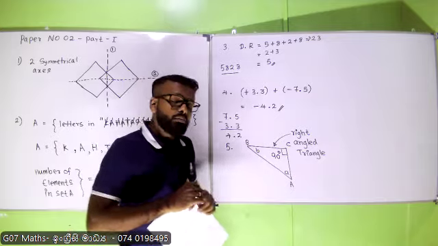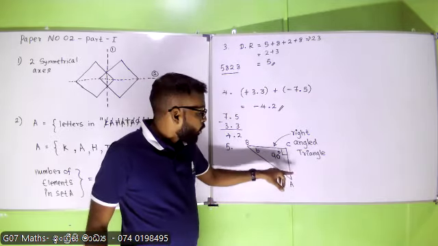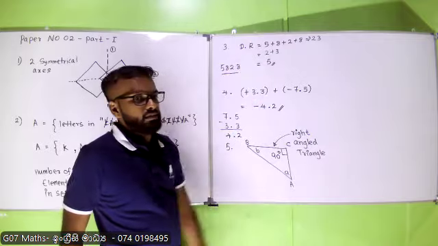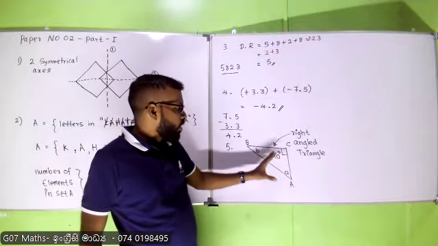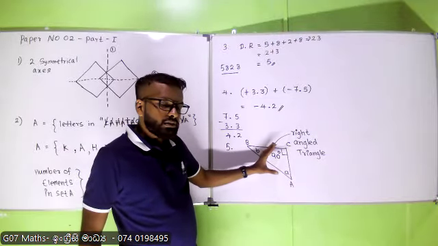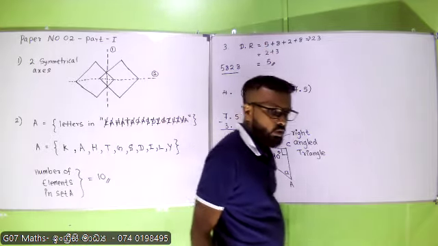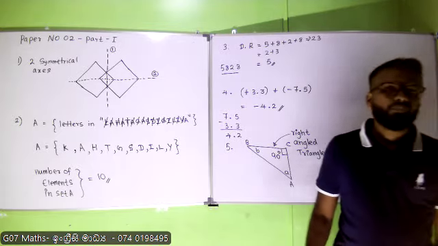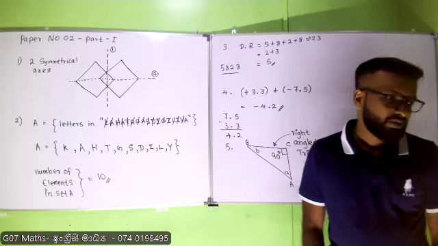So can anyone tell me what is the magnitude of all three angles of any given triangle? What is the total? Yeah, super. Chenuga is saying 180 degrees. Yes, 180 degrees. Your answer is correct.